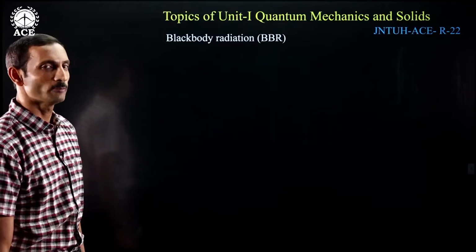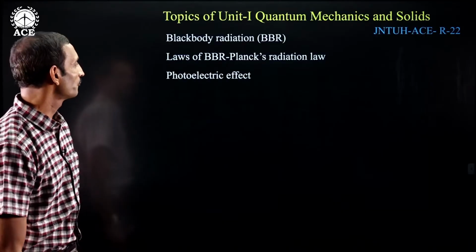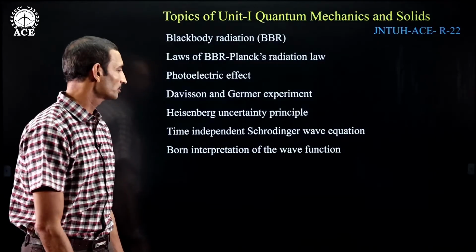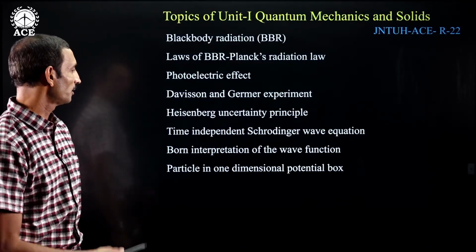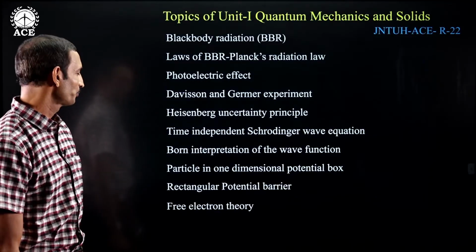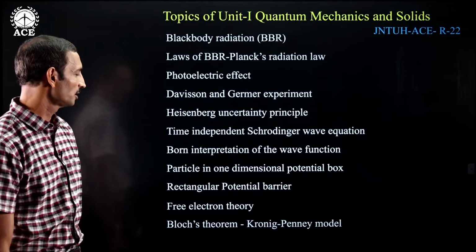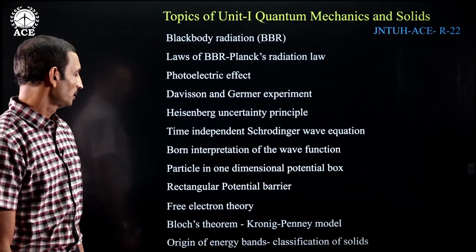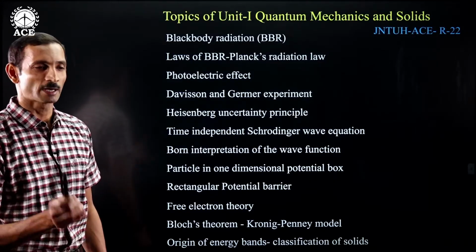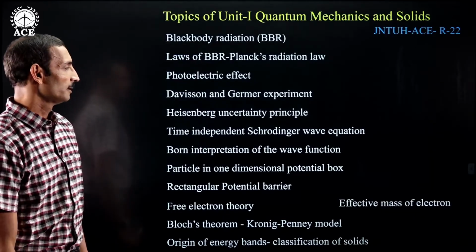We have black body radiation and the laws of black body radiation, one of which is Planck's radiation law, and then the photoelectric effect, Davisson-Germer experiment, Heisenberg's uncertainty, time-independent Schrodinger wave equation, Born's interpretation of the wave function, and then particle in a one-dimensional potential box, rectangular potential barrier, free electron theory of metals, which covers both the classical and quantum free electron theories, Bloch's theorem, Kronig-Penney model, and then origin of energy bands in solids, and the classification of solids into conductors, semiconductors and insulators based on the bands, and then effective mass of an electron.